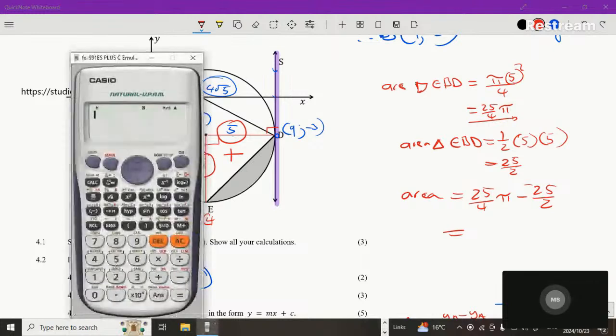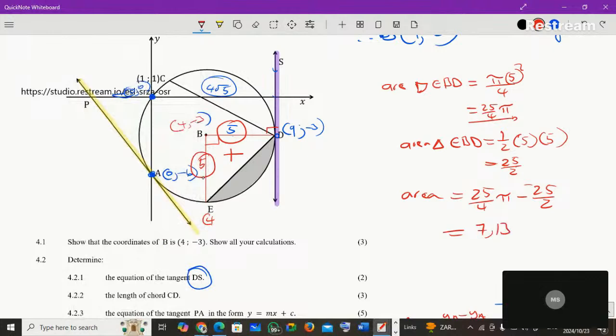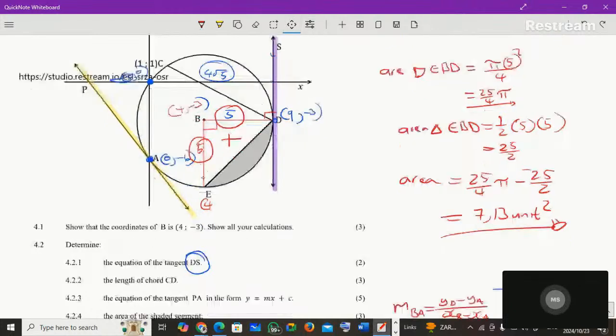So 25/4 π minus 25/2, which is equal to what? Which is equal to 7.13 unit squared, because we are talking about area. So that is the full answer to our question 4.2.3.